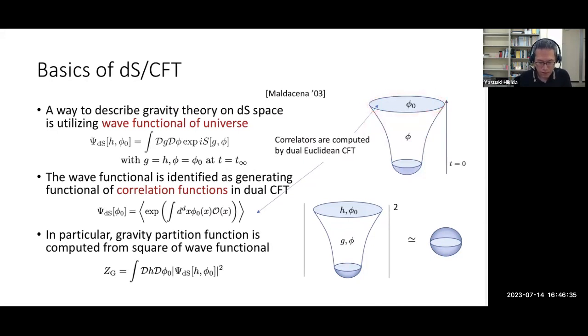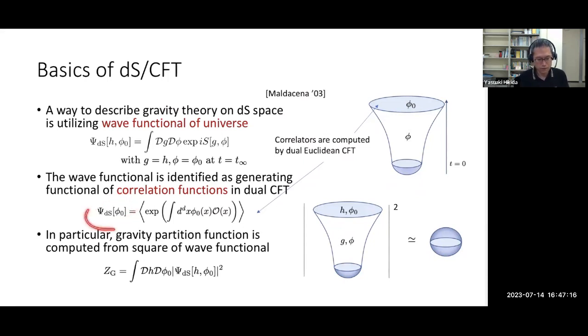And the proposal here, actually there are many versions of the dS3 correspondence, but I'm talking about the version proposed by Maldacena and Strominger and Witten. So this is actually Maldacena's version of the proposal. The proposal is that this wave function can be computed by the dual CFT as a generating function of correlation functions. This is quite similar to the GKP-Witten relation, as I said, but it's different. One difference is that this is a wave functional.